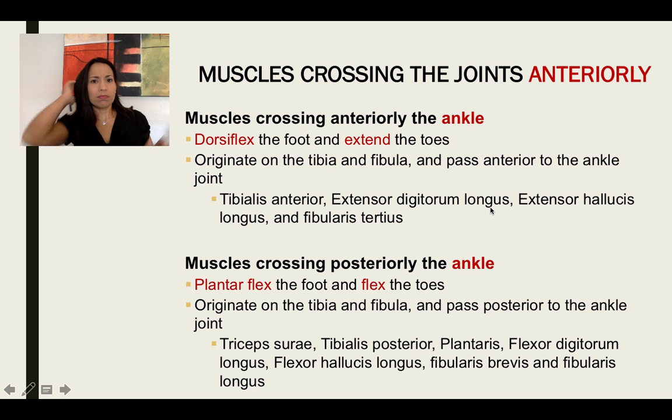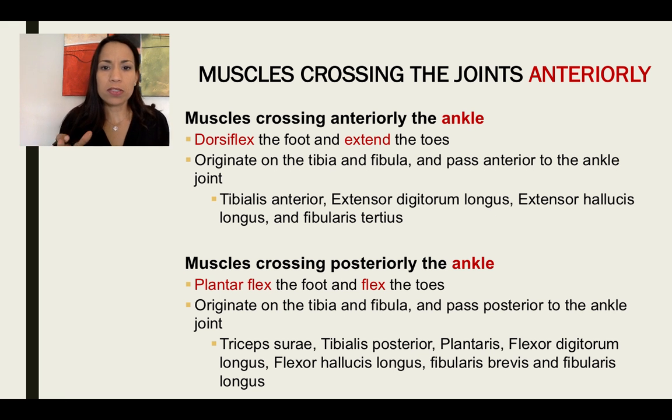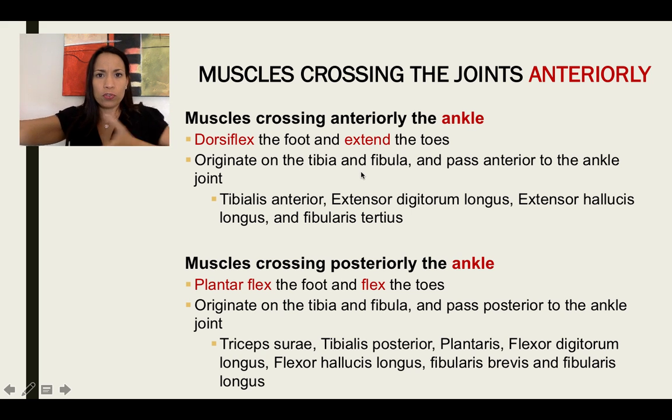So, in conclusion, muscles crossing anteriorly the ankle are going to dorsiflex the foot and extend the toes. They originate somewhere on the tibia and attach somewhere on the foot. When you pull them, you dorsiflex or extend the toes. These are the examples: tibialis anterior, extensor digitorum longus, extensor hallucis longus, and fibularis tertius. This is taken from the list of muscles that we're going to cover.